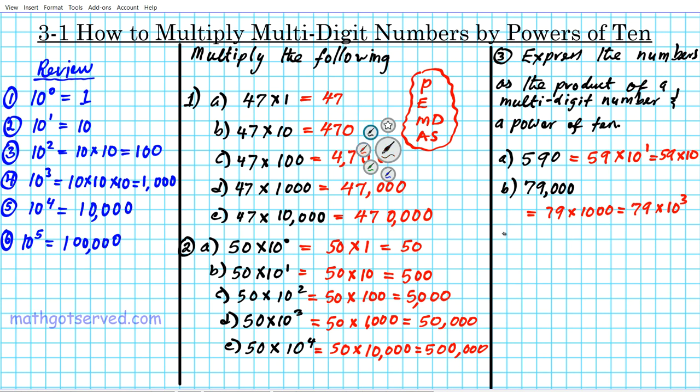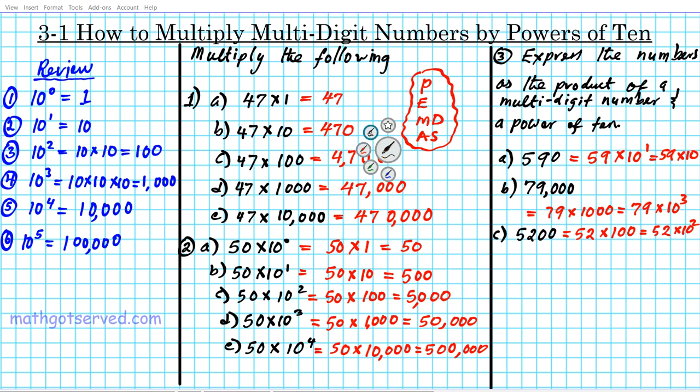Part C. 5,200. How can we write this as a multi-digit number times the power of 10? We have 2 zeros there, so it's going to be 52 times 100. And you can write that as 52 times 10 to the second power. Okay? All right, now let's consider another question.